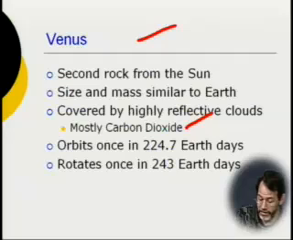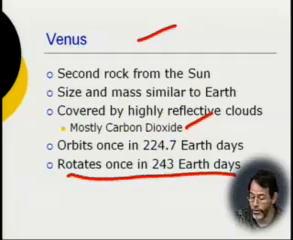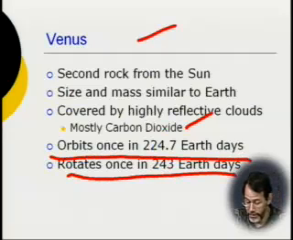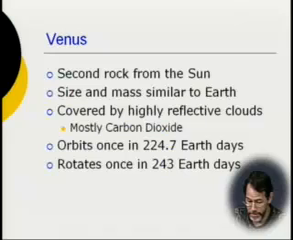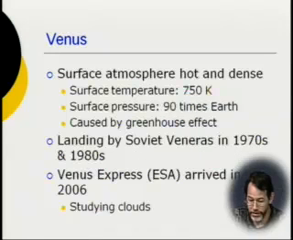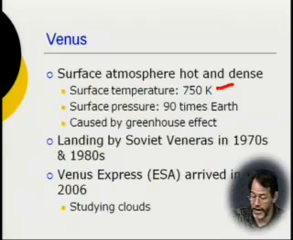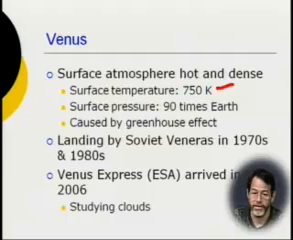Venus rotates relatively slowly. It takes 243 Earth days to rotate, and it orbits in 224 Earth days. So it's a slow, unusual rotator. We'll go into the details. The atmosphere is very interesting. The surface temperature on Mercury, on Venus, if I can get my planets straight, is 750 kelvins. So that's many degrees Fahrenheit and many degrees Celsius.